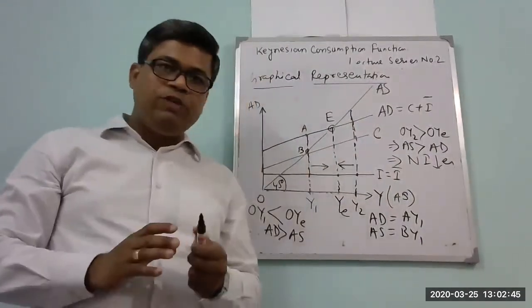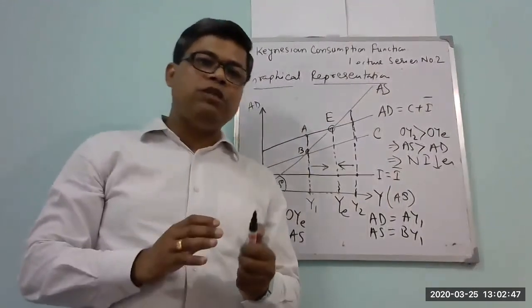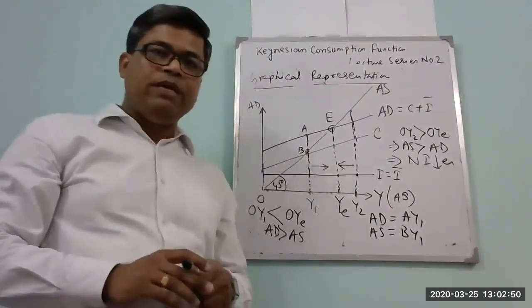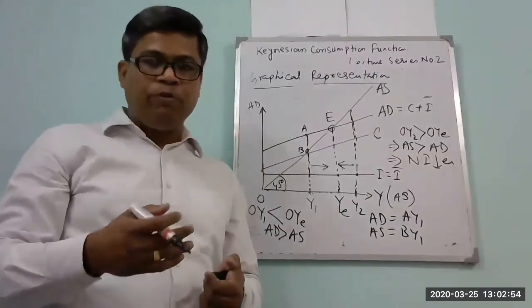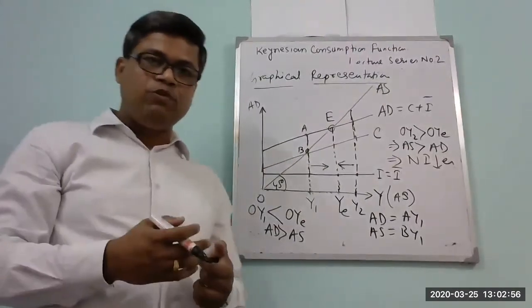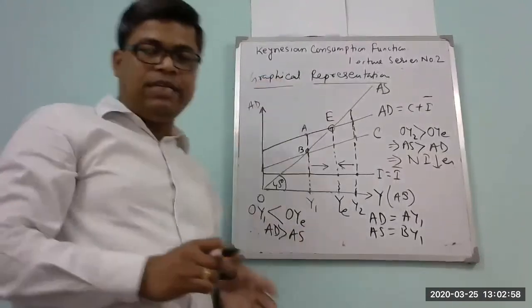So I hope you understand how the national income equilibrium is determined. I have explained by using two approaches: one is the algebraic approach and one is the graphical representation.